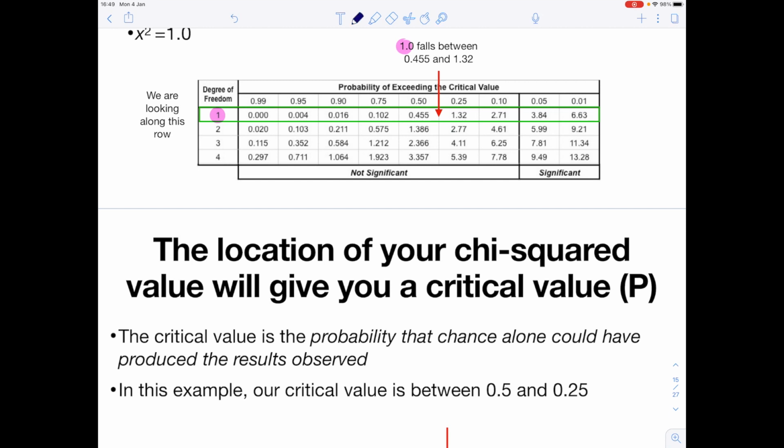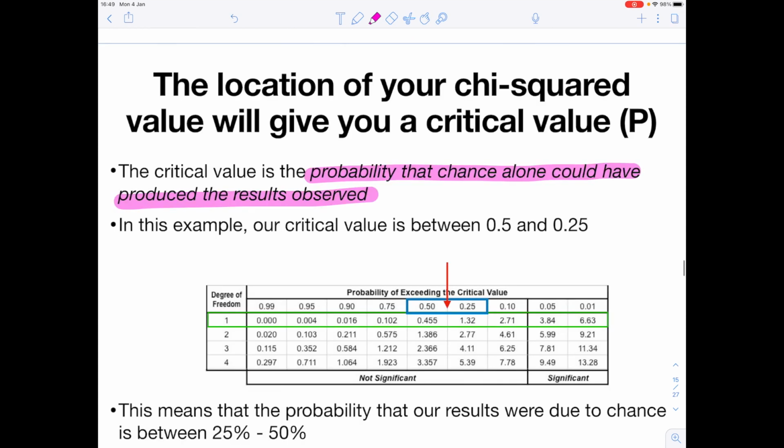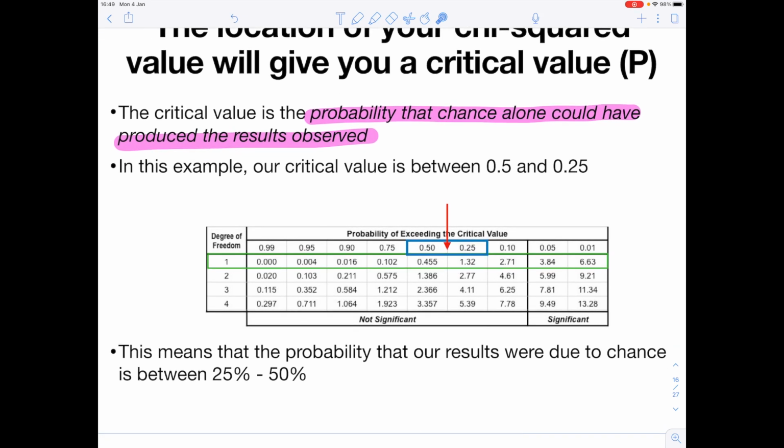And the critical value is the probability that chance alone could have produced the results observed. So in this example, our value, being 1, fell between these 2 columns here, as 1 sits between 0.455 and 1.32. And effectively, because we know that it's not significant, all we're saying is that that calculated chi-squared means that the probability that our results were due to chance was between 25% and 50%. And that's what these numbers here tell us.